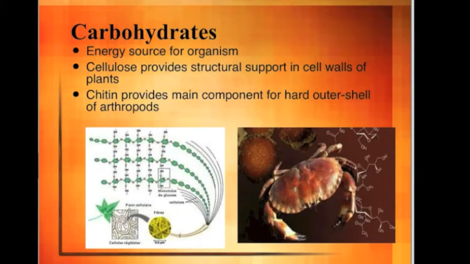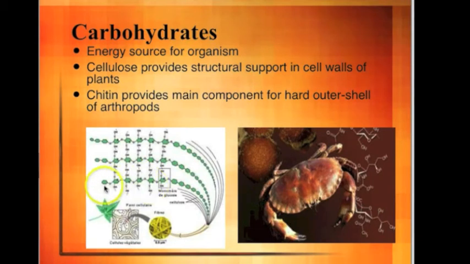All right, carbohydrates are primary energy sources for organisms. Some organisms have specific carbohydrates. For example, cellulose has the job of being a support structure in the cell walls of plants. We, however, cannot digest cellulose, and if you look at it, it's these very long chains of polysaccharides that join together to form the cell wall. Another example of a carbohydrate is the chitin that makes up the outer shell of arthropods.